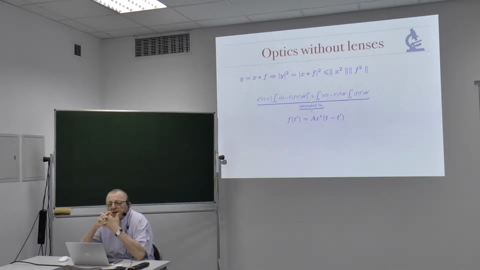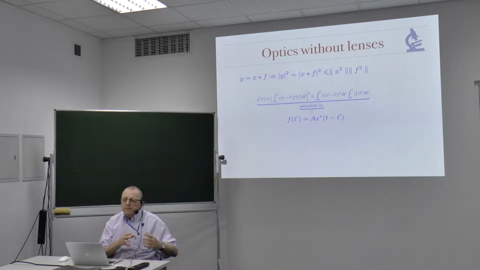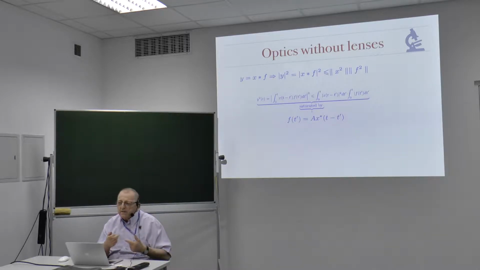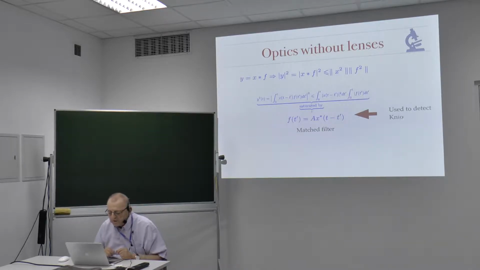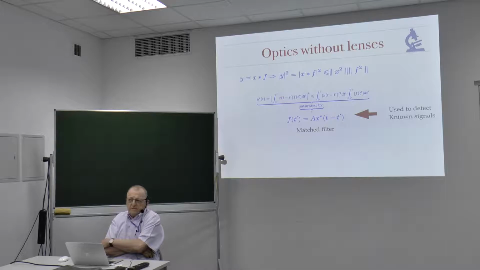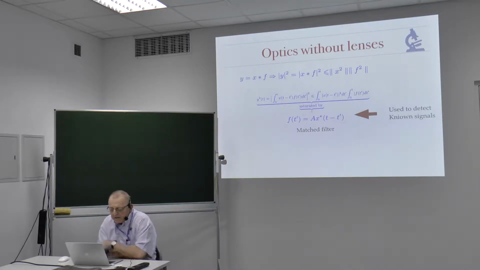So the saturation of that inequality is achieved when the filter is basically the input, complex conjugate, and with reverse time. So if I manage to manufacture a filter which has this property, this is what is called a matched filter. And that is used to detect known signals.